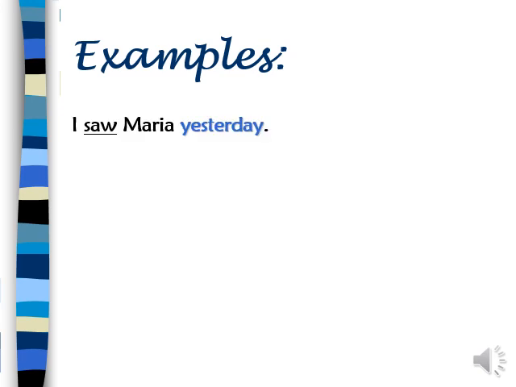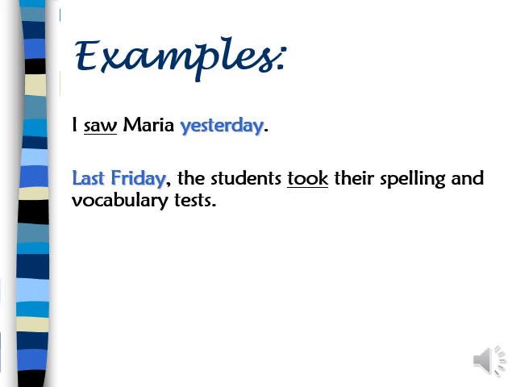Examples. I saw Maria yesterday. Saw is the second form of the verb see, and yesterday is the time expression of the past simple. Last Friday, the students took their spelling and vocabulary test. Look at the verb took. This is the past of the verb take. And last Friday is the keyword of the past simple.